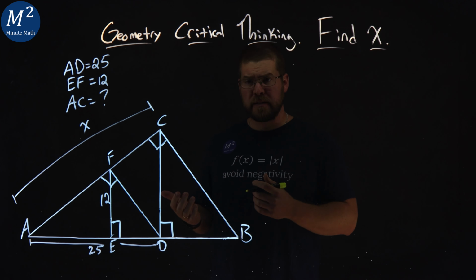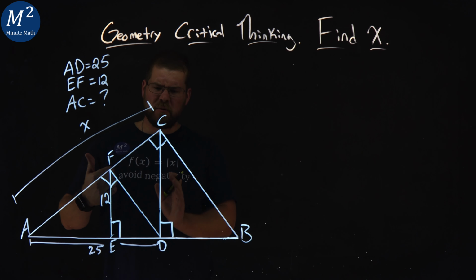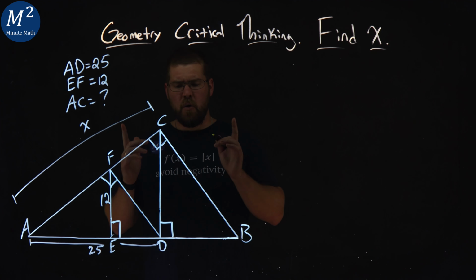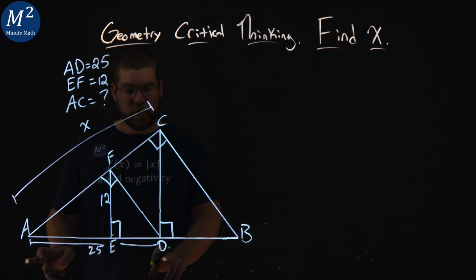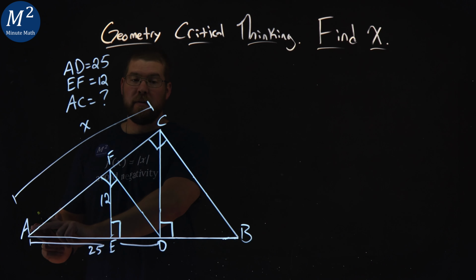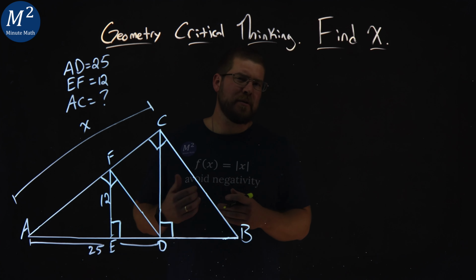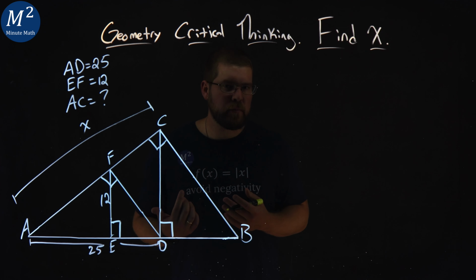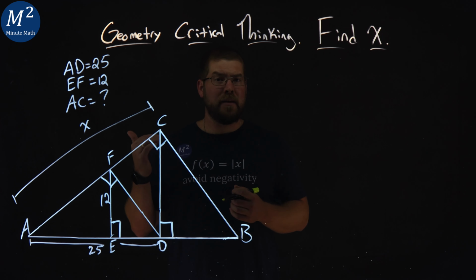We gotta find x. Our figure here is a large right triangle with lots of other right triangles inside of it. We have some lengths given to us. The length of AD is 25, and the length of FE is 12, and we need to find the length of AC. So pause this video, see if you can remember some stuff from geometry, or really can solve this problem. Find x any way that you can.